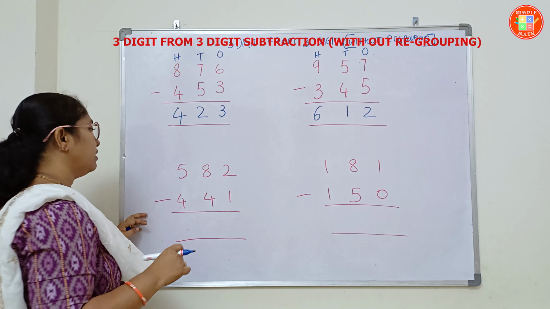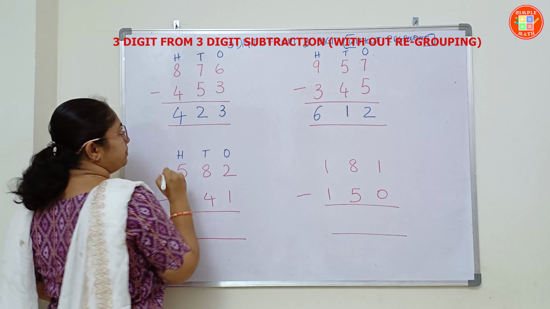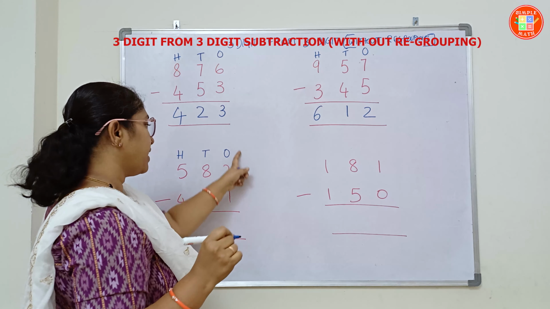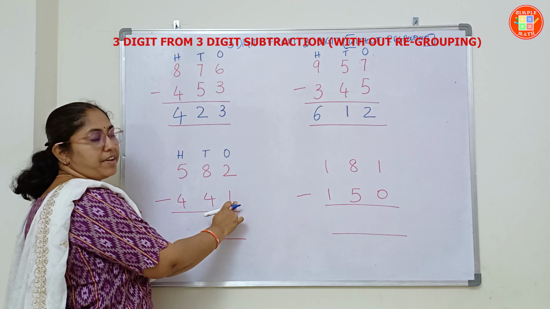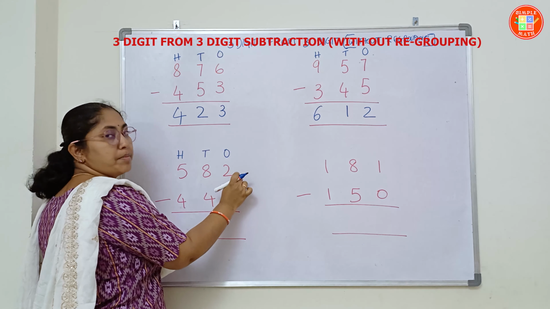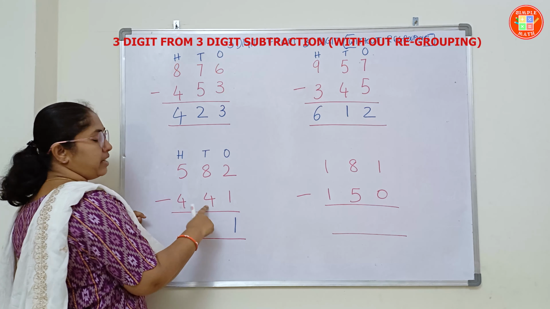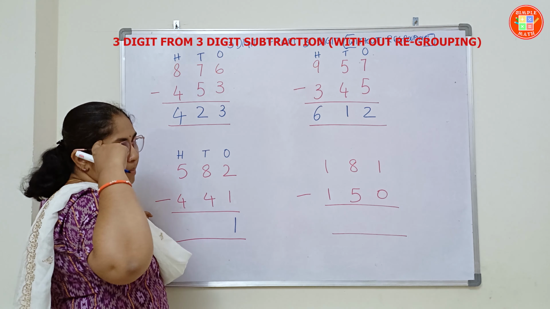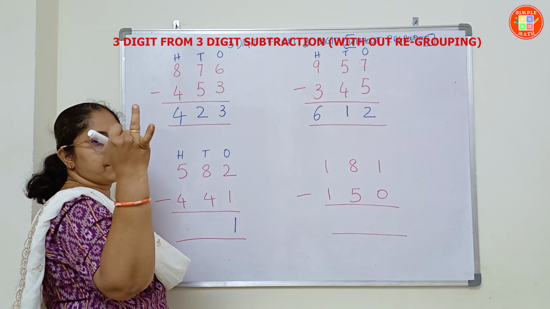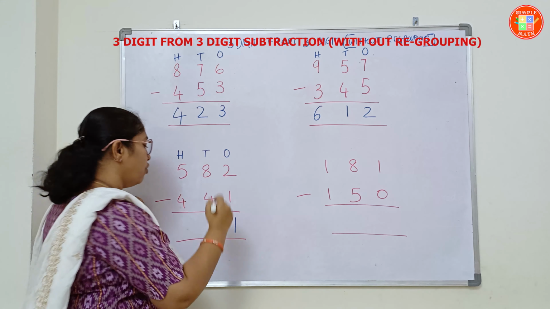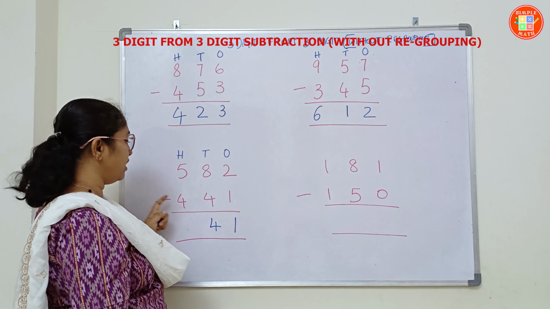The next one: mark the ones column, tens column and hundreds column. Start subtracting from the ones column. 2 minus 1. When you subtract 1 from any number, you get the before number. What is the before number of 2? 1. Okay. 8 minus 4. Small number in your mind for subtraction. 4 in your mind, count after 4, 5, 6, 7, 8. How many fingers did you get? 4. So write 4.